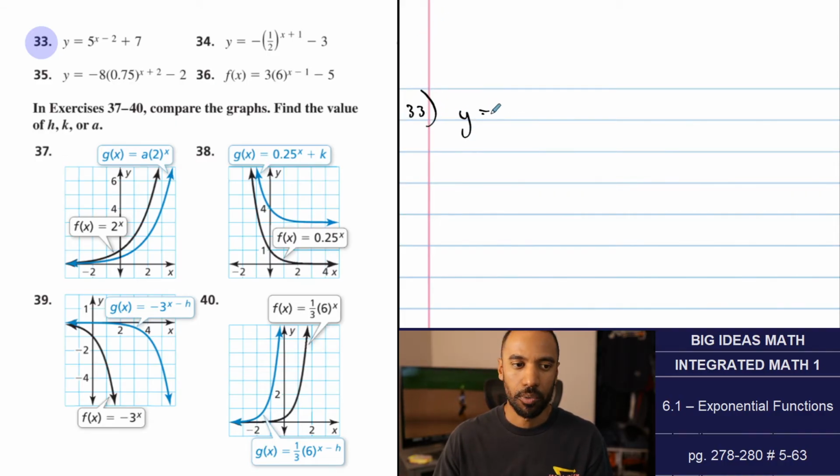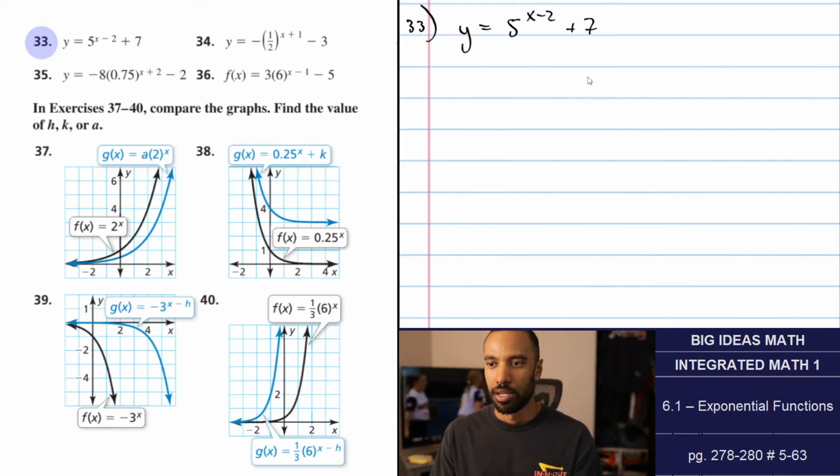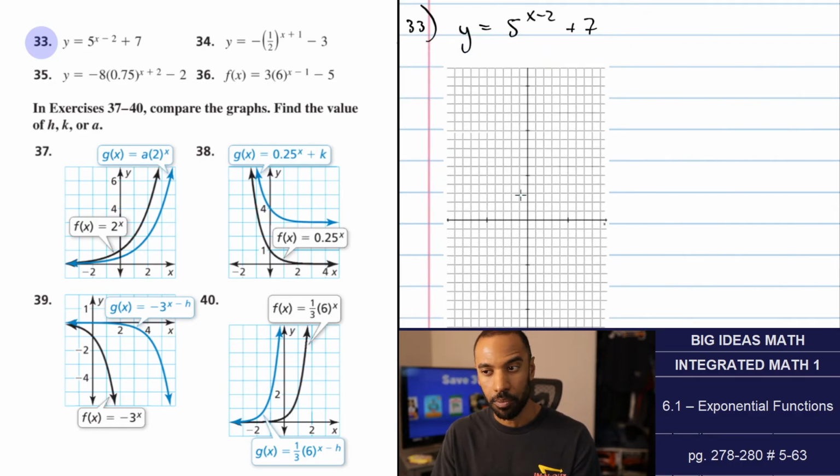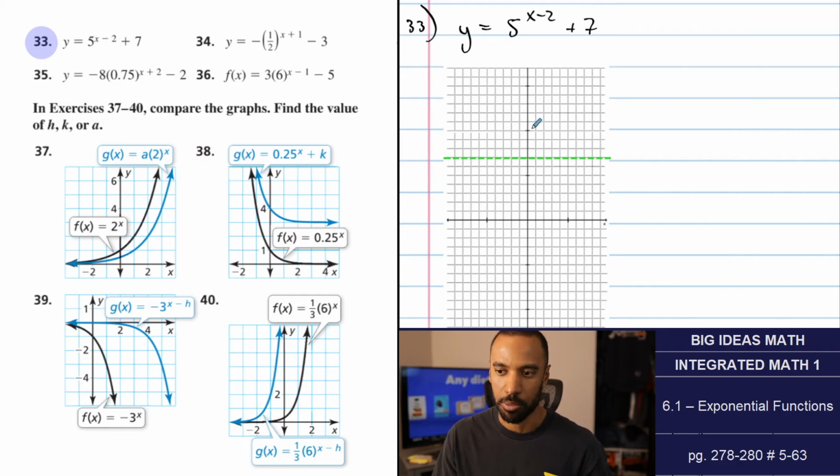We have y equals 5 to the x minus 2 power plus 7. This has both vertical and horizontal translations. I begin with vertical. I'm going to start with this plus 7, just like this. Boom. We're going to start 7 units higher than before. Everything's going to be in relation to the asymptote.